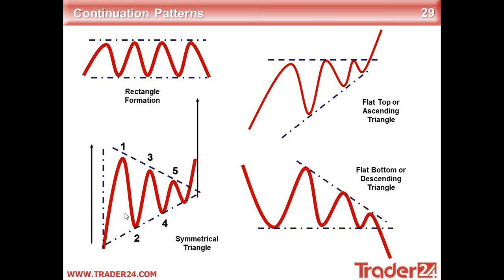Symmetrical triangle, very similar here as well. So we would have an uptrend, and what we'll see is it's making higher highs, lower lows. Sorry, wrong way around there. Basically, it was making lower highs and higher lows to end up with this apex at the corner, and then I would look to buy it as it breaks out to the upside.